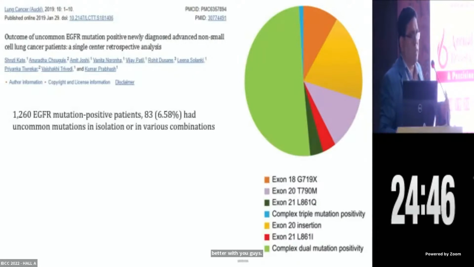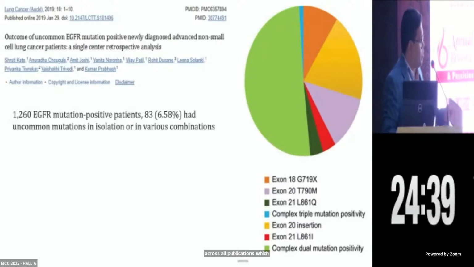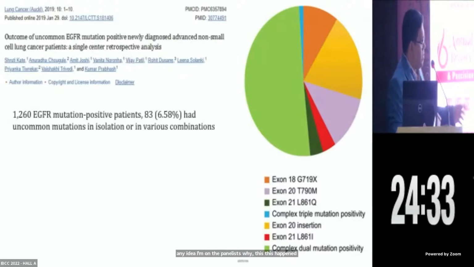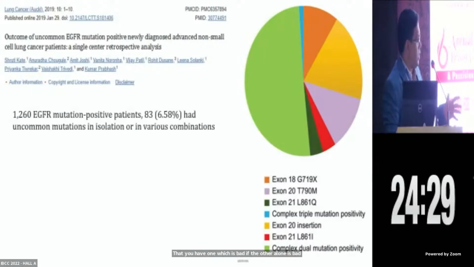And actually, this is something which has come across all publications which I saw, that if it's compound, they do better. I couldn't get the mechanism why it happens. Any idea among the panelists why this happened? If one alone is bad and the other alone is bad, but if you have both together, somehow even the first generation TKIs do better.